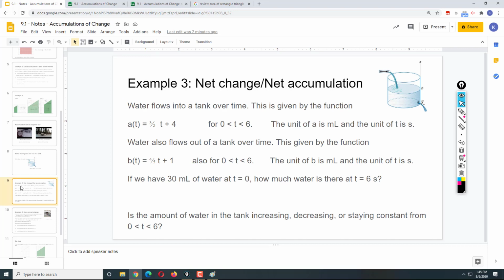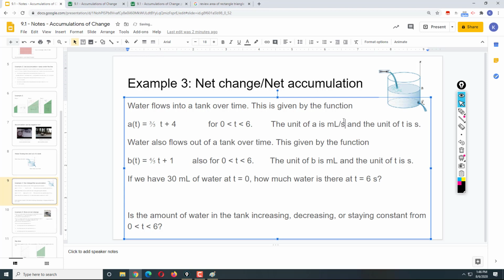So here's our question. Example 3 is on net change or net accumulation. Water flows into a tank over time. This is given by the function a of t equals 3/5 t plus 4 for t between 0 and 6. The unit of a is milliliters. It's really milliliters per second. That's the rate of flow. How many milliliters every second? The unit of time is seconds.